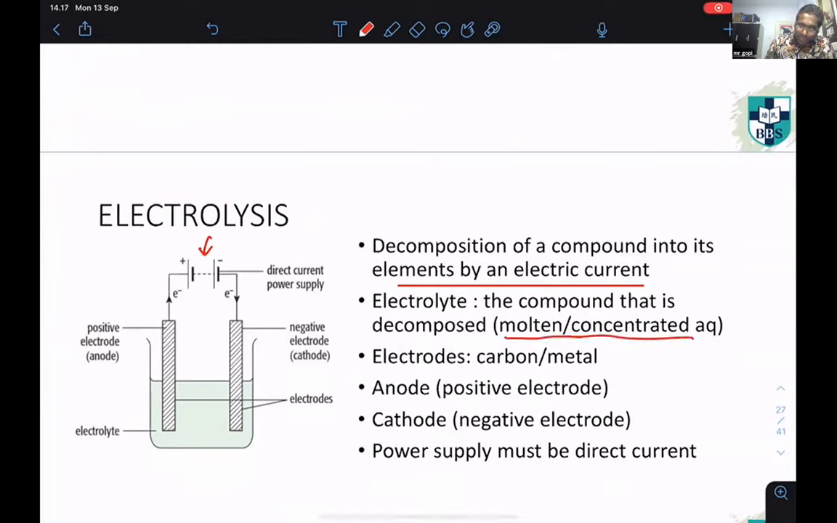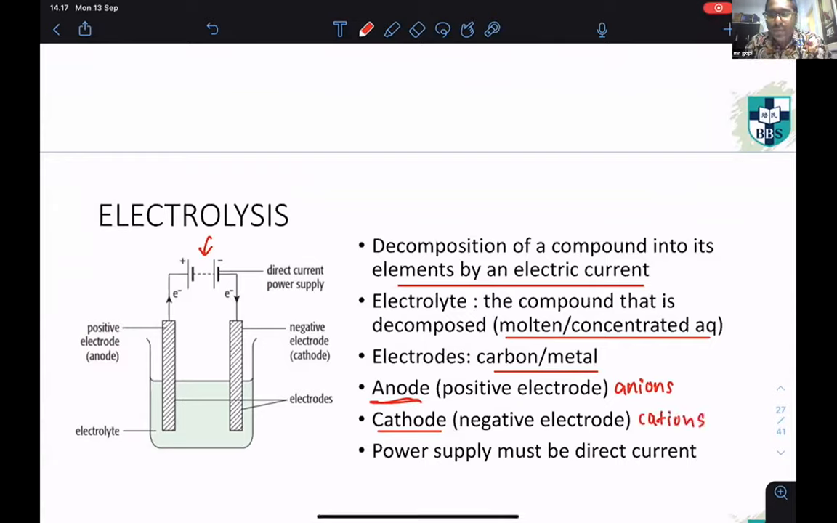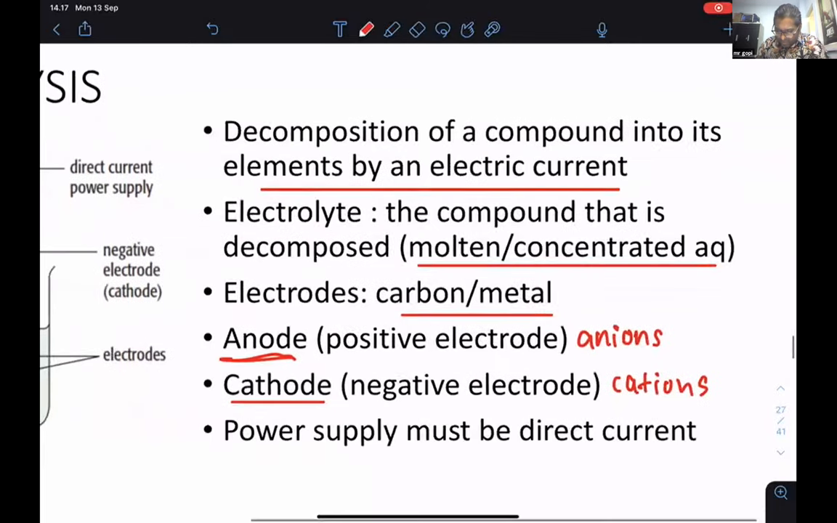it can be either molten or concentrated or aqueous. And the electrode must be able to conduct electricity, which can be carbon, metal, or graphite. The anode is the positive electrode, the cathode is the negative electrode. This one you should know. But always remember also, anions, which are negative ions, like to go to the anode, the positive terminal. And the cathode will attract cations. What are cations? Cations are positive ions.